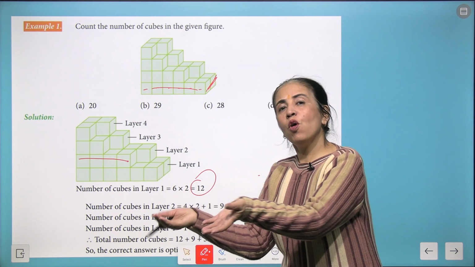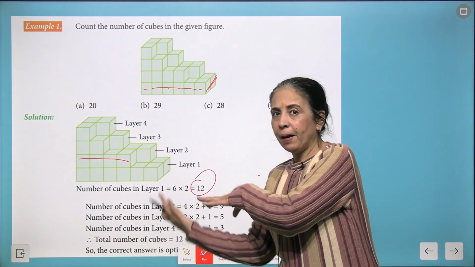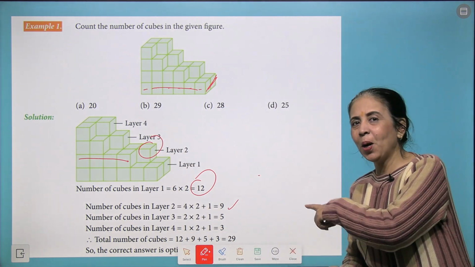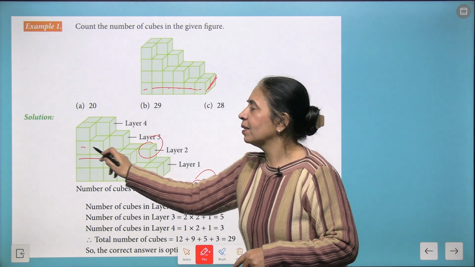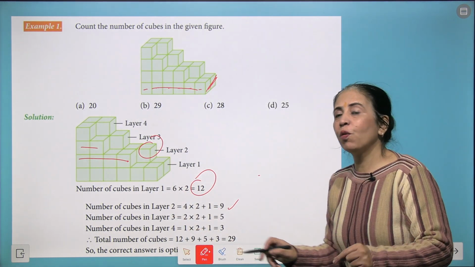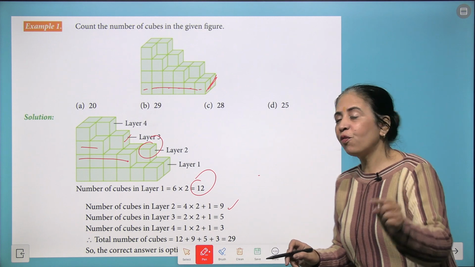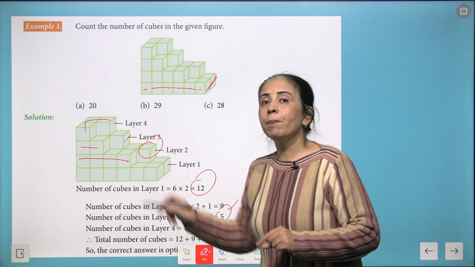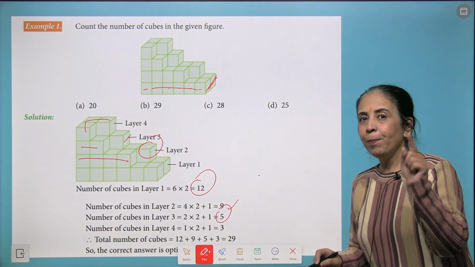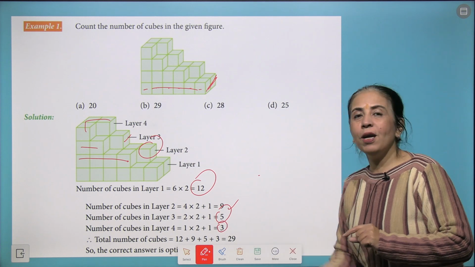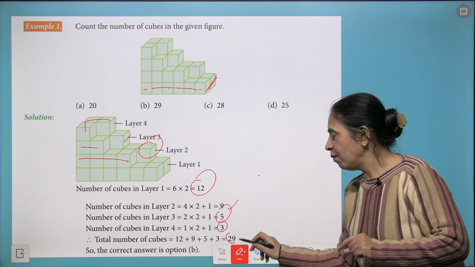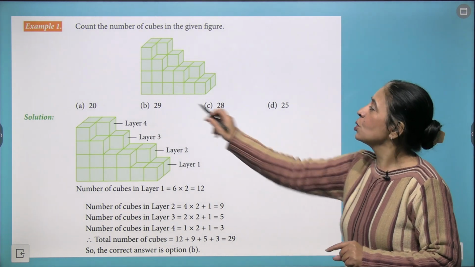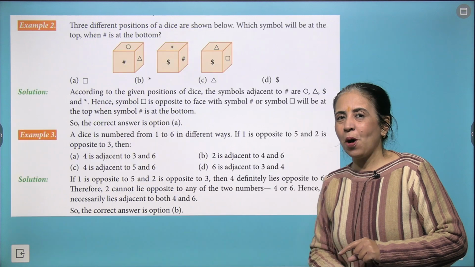Come at the second layer. This is 4. 4 will be just at the back of it. That means 8 plus 1. What is it? 9. Here we got another layer. Coming at the third layer, 2 plus 2 is 4 and plus 1 is 5. That's absolutely correct. And on the topmost layer, how many cubes did you see? Beautiful. That is 3 more. Let's add up and we get the answer. Here it is 29. So B is the correct option.